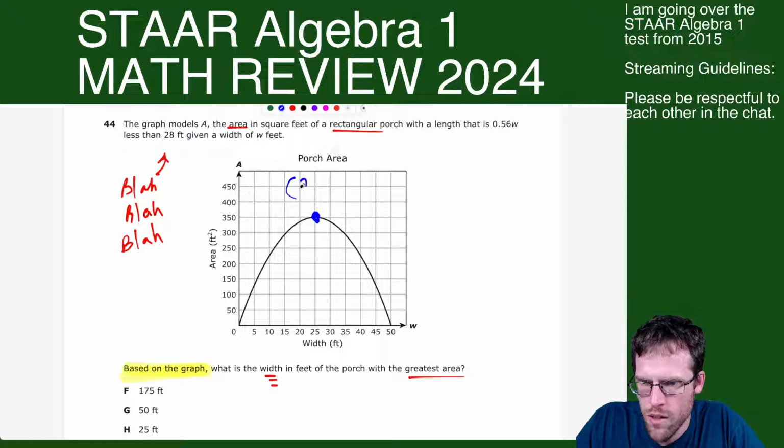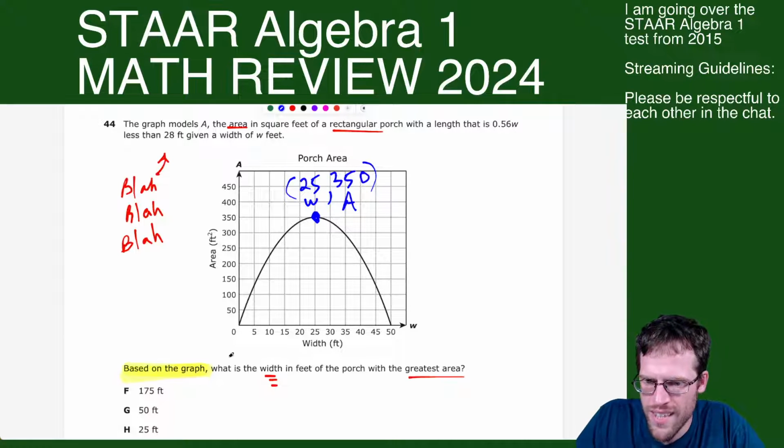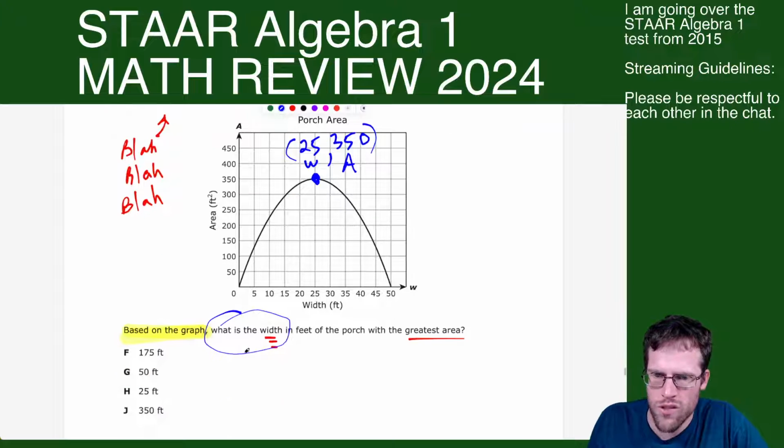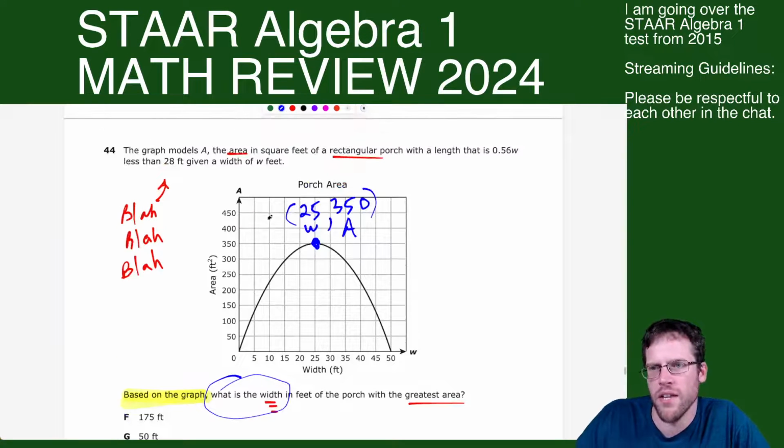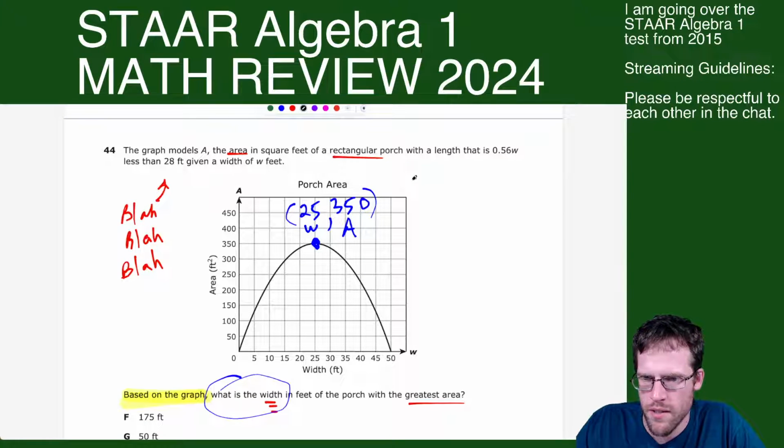So you see that's when W is 25 and the area there is 350. But they're asking you what is the width. So that's 25. I will mention that would be like if you want to build this yourself, then you use all that craziness up there. So that'd be like, all right, A of W equals, and they're saying the width is W, but then get this part. The length is 0.56 W less than 28.